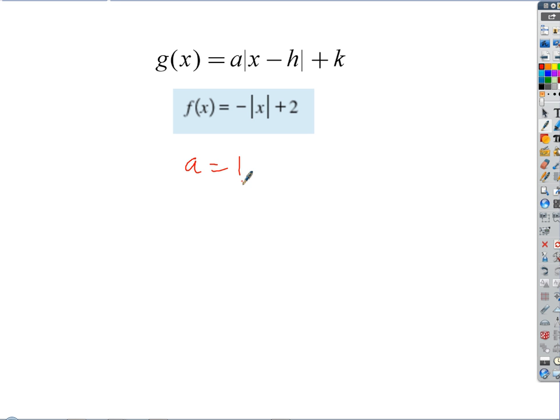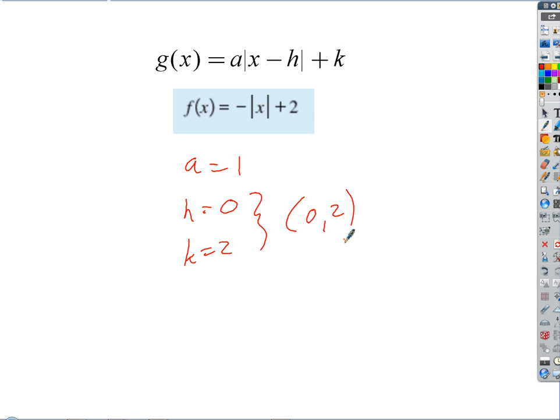What is h? 0. How come it's 0? You're right. Because there's nothing there. And if there's nothing there and h is being added or subtracted, it'd have to be 0, wouldn't it? Because adding or subtracting 0 would leave the x by itself. So h is 0, and what's k? 2. So then the coordinates of the vertex are 0, 2, right? And the slope of the right leg is -1.